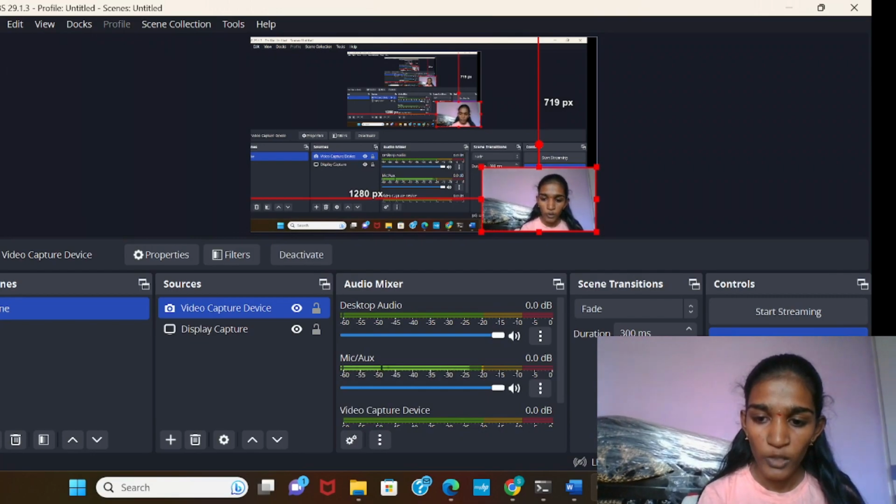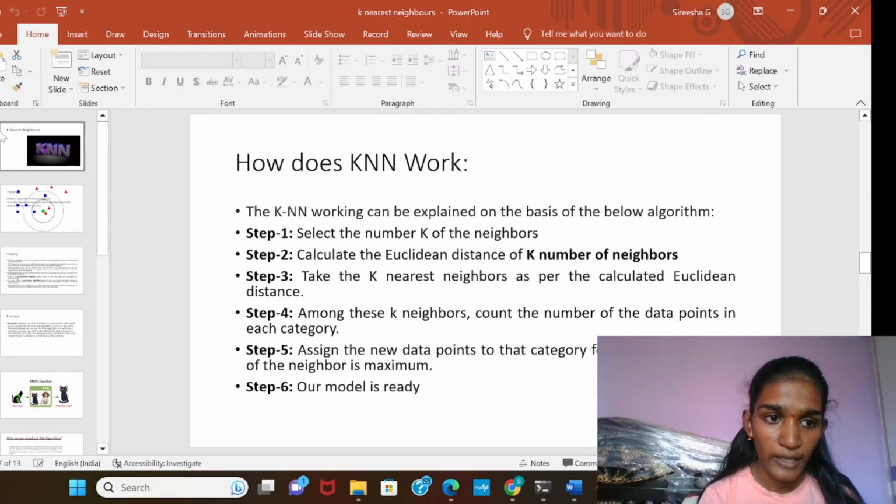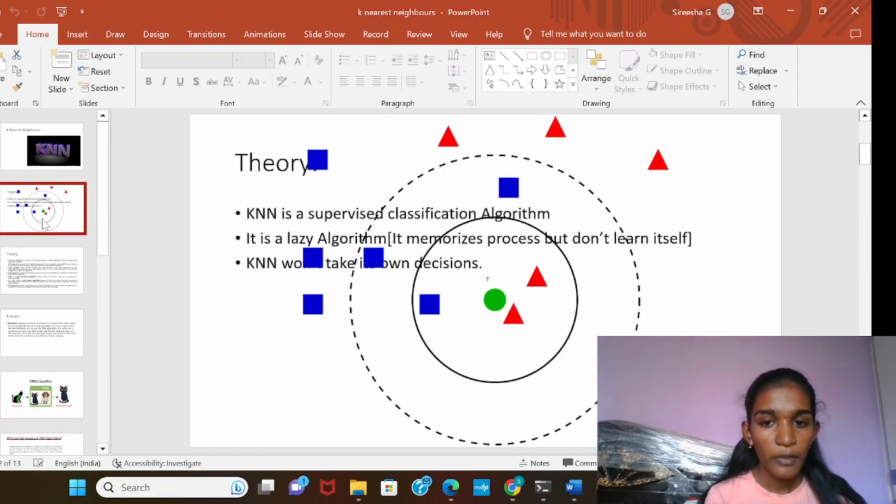Now, in the project, first I have learned the KNN algorithm. Firstly, KNN means K nearest neighbors algorithm. It is also called a lazy algorithm as it memorizes the data but it won't learn from it on its own. It is a supervised classification algorithm.